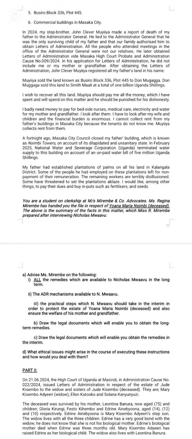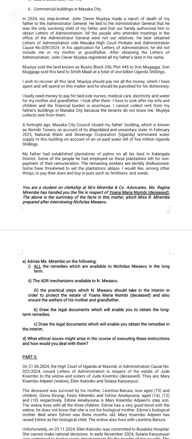He did not include me or my mother. Muia sold the land known as Busiro to Don Mugaga. Don Mugaga sold his land to Miss Mari at a total of 1 billion Uganda shillings.